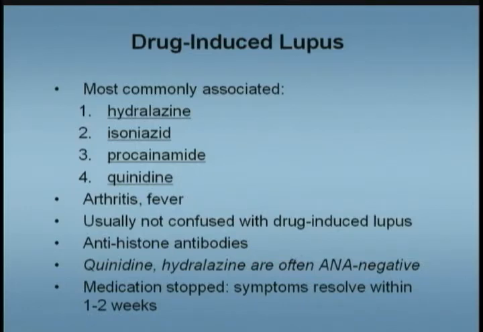Drug-induced lupus is a limited form of lupus. You get arthritis and fever, but usually you don't get any systemic manifestations, by which I mean visceral organ involvement, lung involvement, heart involvement, nothing except the arthritis and fever. Systemic lupus is not usually confused with drug-induced lupus, because those patients usually have systemic manifestations.